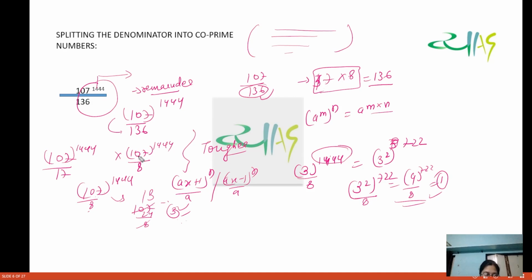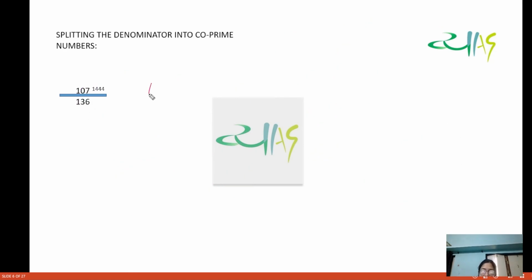So for this part, I am getting remainder 1. For which part? 107 to the power 1444 divided by 8. For this part, I am getting remainder as 1. But now we have to find the remainder for which part? 107 to the power 1444 divided by 17. So let's just find out for this. One remainder we got, we are going on a journey to find another.